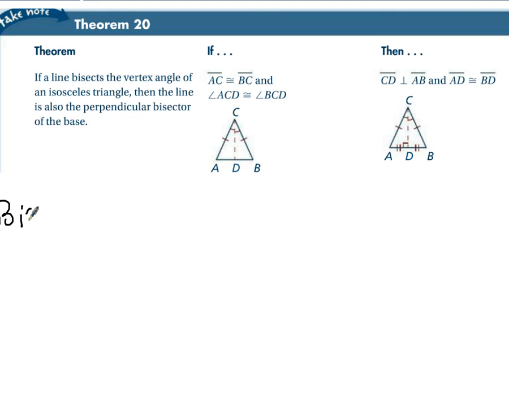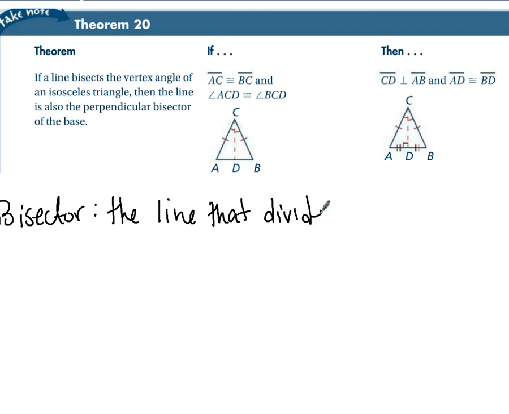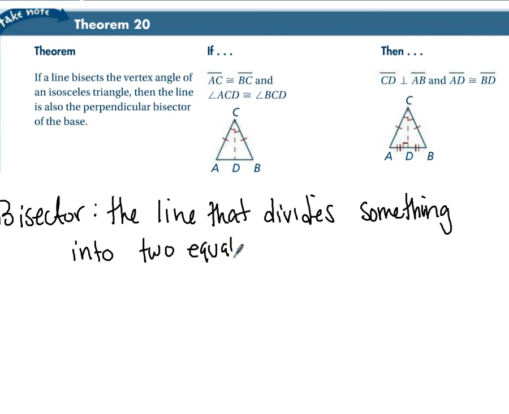A bisector is the line that divides something, in this case our angles and our sides of a triangle, into two equal parts. Okay. So a bisector is the line that divides something into two equal parts.